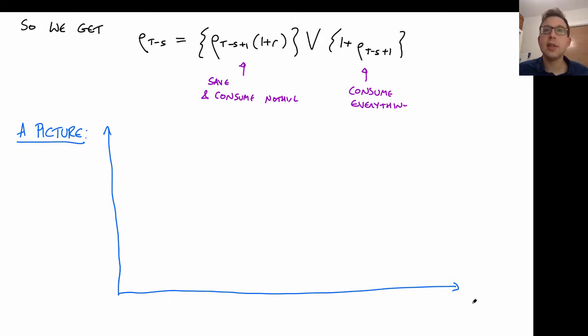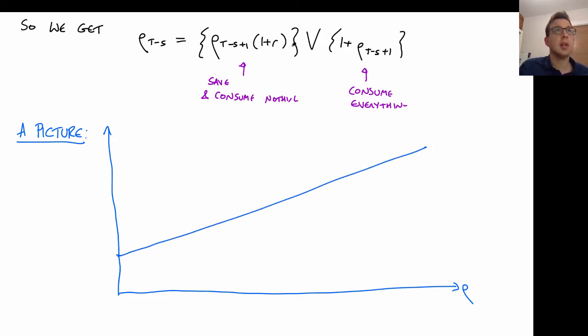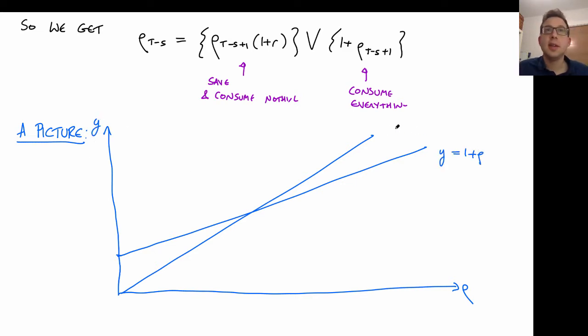So here, let's have rho, and notice we can draw the two lines corresponding to these as a function of rho. We've got a line that's 1 plus rho, and then a line that starts at 0 and goes up at slope 1 plus r. So this is the line y equals 1 plus rho, if this is the y-axis, and this is the line, I'll keep it going, y equals rho times (1 plus r). Notice eventually they're going to swap over.